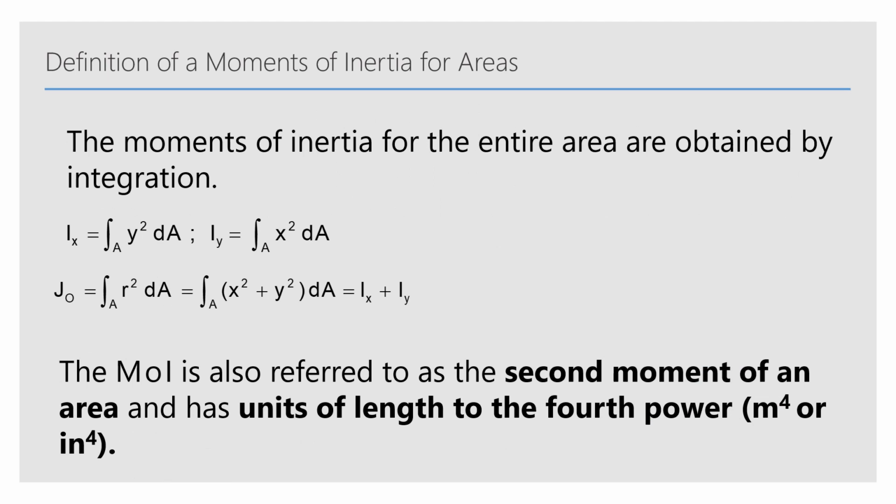The moments of inertia for an entire area are obtained by the following integration, where the inertia of x equals the integral of y squared times dA, or the inertia of y is the integral of x squared times dA. Then we have the following for the J naught equation. The moment of inertia is also referred to as the second moment of an area and has the unit of length to the fourth power. So you would see it in meters to the fourth, inches to the fourth, or millimeters to the fourth. You just have to remember that you always end up with units to the fourth power.